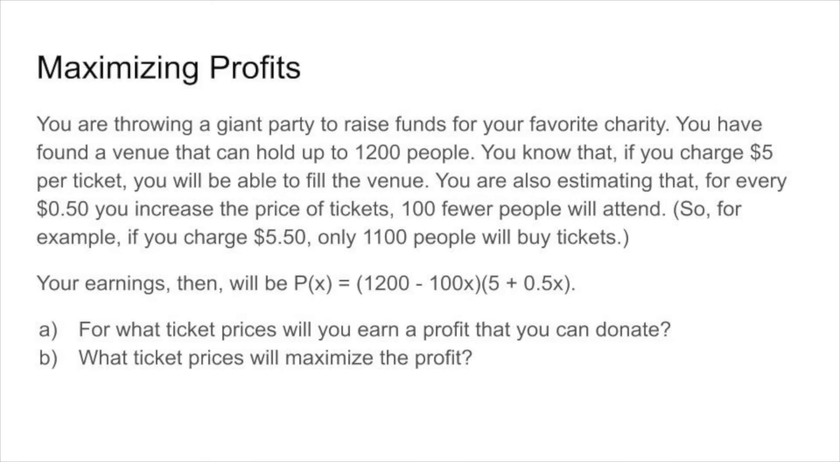Your earnings then will be P of x equals (1,200 minus 100x) times (5 plus 0.5x). So the first term, 1,200 minus 100x, is the number of people who are going to buy tickets. And the second term, 5 plus 0.5x, is your price that you're charging per ticket. $5 plus 50 cents times something.